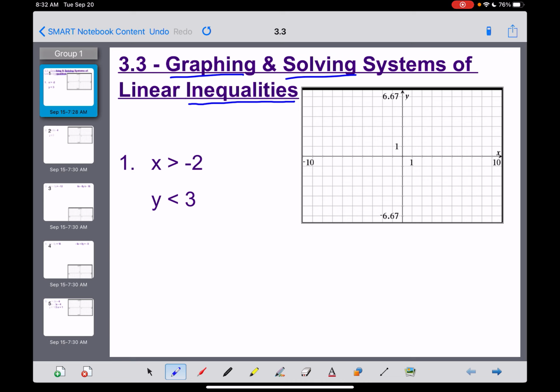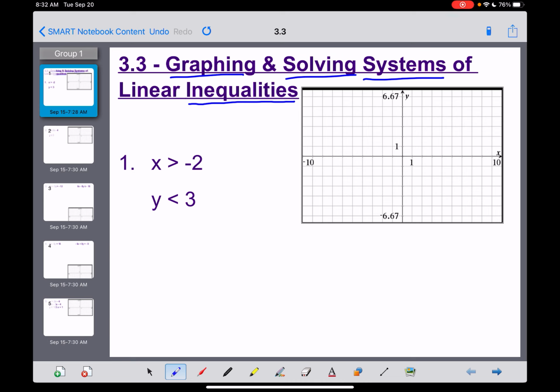So the only real difference between this and 3.1, where we were doing linear equations, solving by graphing, is that now we're doing inequalities. So this is going to take us back to just a little bit of what we did towards the end of chapter 2, in section 2.8, when we were graphing linear inequalities one at a time. Now we're going to be doing a system, which means there are going to be multiple inequalities. But the concept hasn't changed at all.